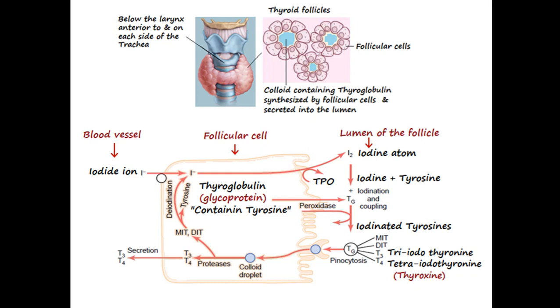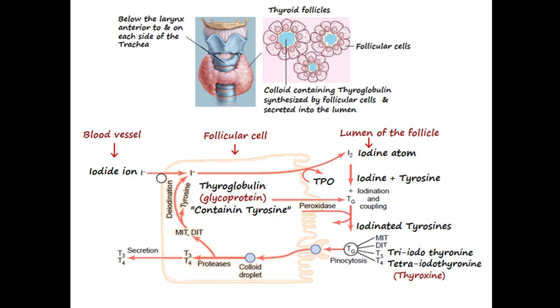The thyroid gland is a butterfly shaped gland which is anatomically located below the larynx, anterior to and on each side of the trachea. The thyroid gland has left and right lobes connected together by the narrow isthmus, and the thyroid gland is composed of a large number of thyroid follicles.